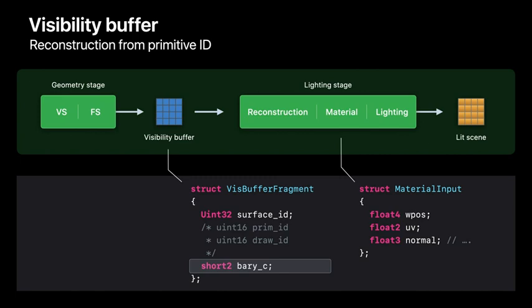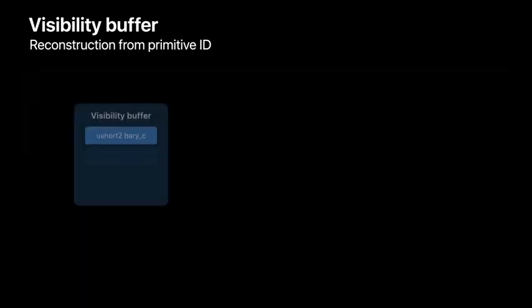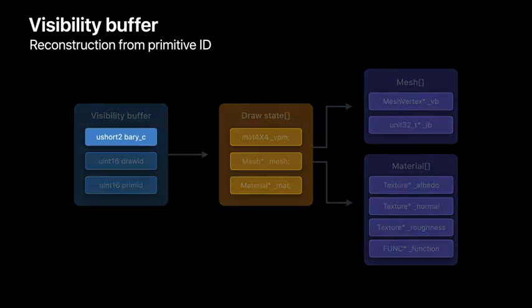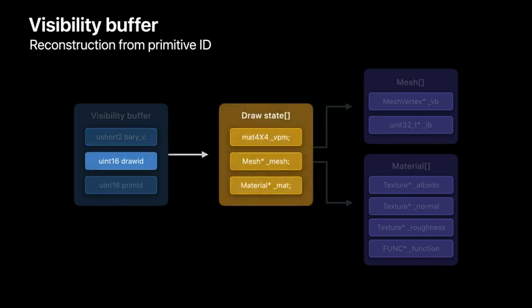Let's examine the dereferencing tree. Here, we show the dereferencing tree needed to resolve a visibility buffer pixel back to the original interpolated vertex attributes. The visibility buffer contains 2 barycentric coordinates. The third coordinate can be retrieved from the other 2 since the sum of all 3 is unity. It also contains a combination of the draw ID and primitive ID as mentioned before.